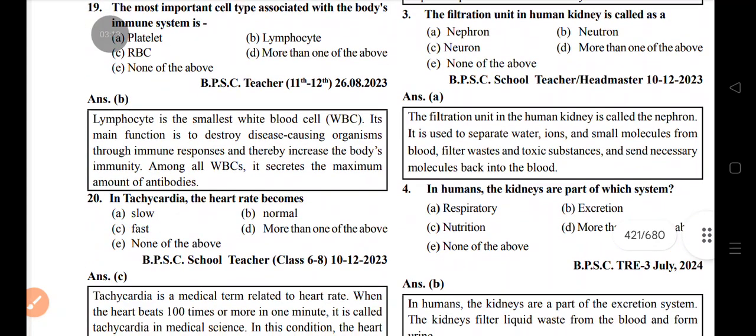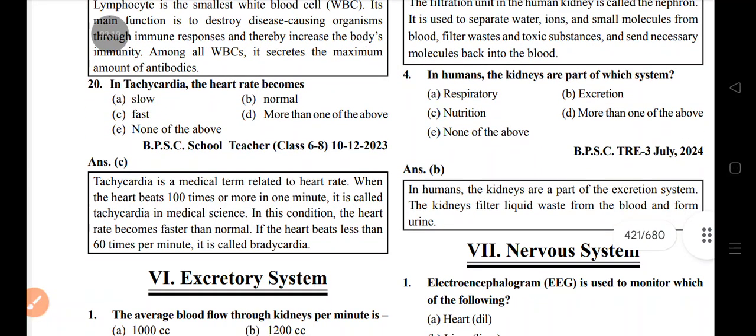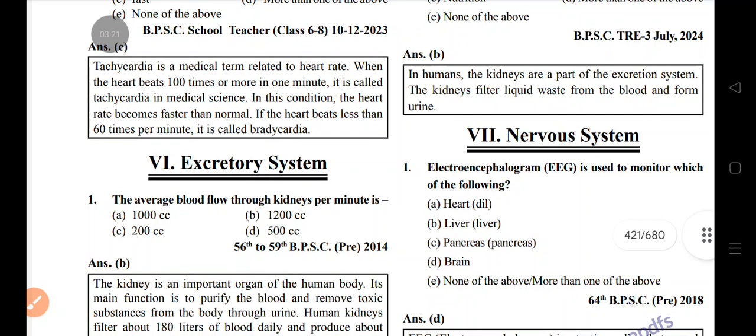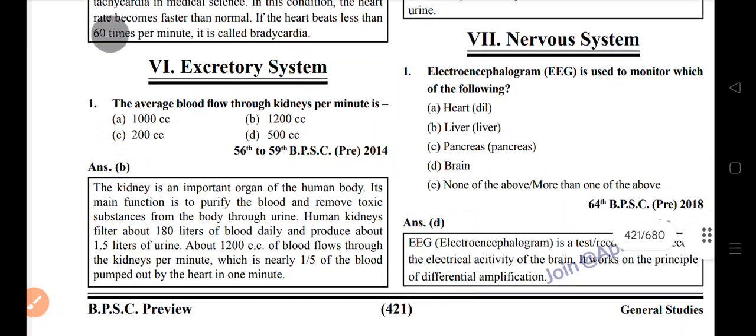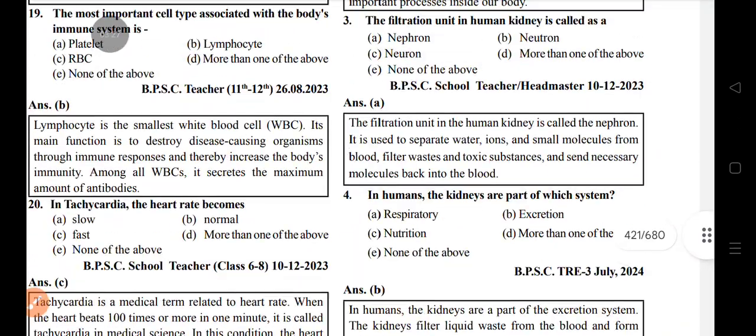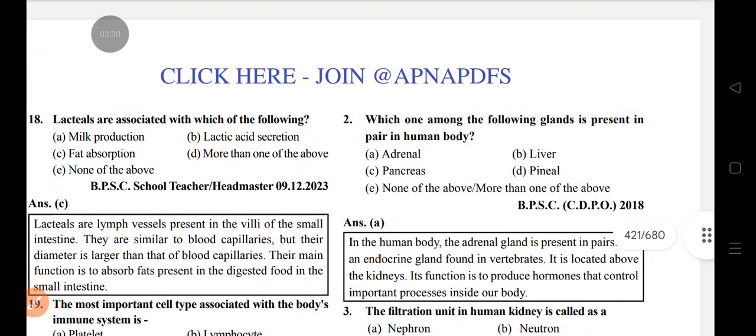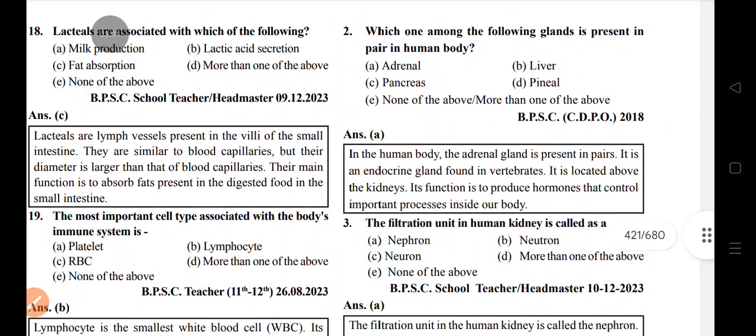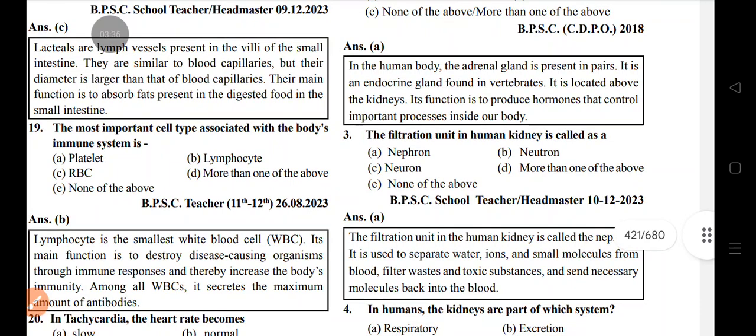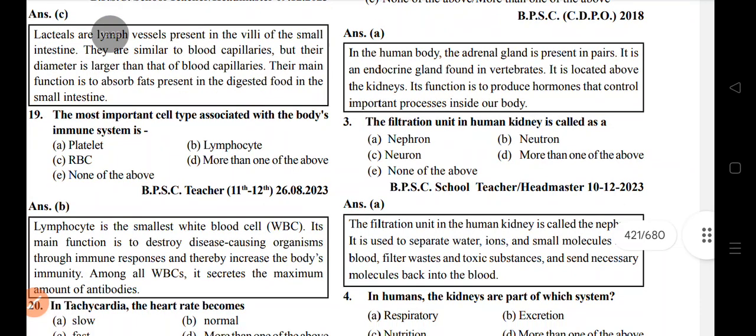In tachycardia, the heart rate becomes fast. Excretory system. Average blood flow through kidney per minute is 1200. Which one of the following glands is present in pair in the human body? Adrenal. Filtration unit of human kidney is called nephron.